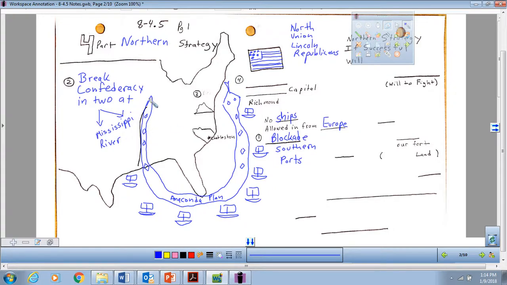And then, you know, the Mississippi River is miles wide. If they could control the Mississippi River, they would shut down Texas and Louisiana from communicating with this side. They could completely control one side and then move to the other and get control of it.